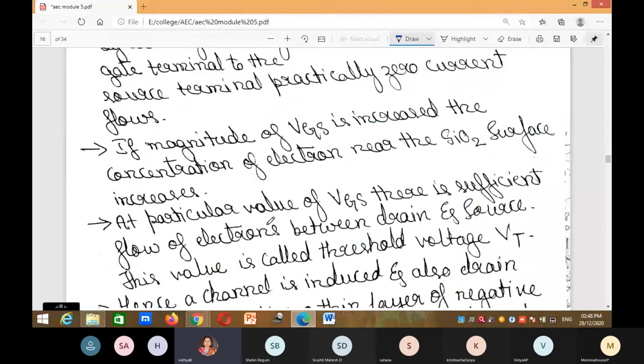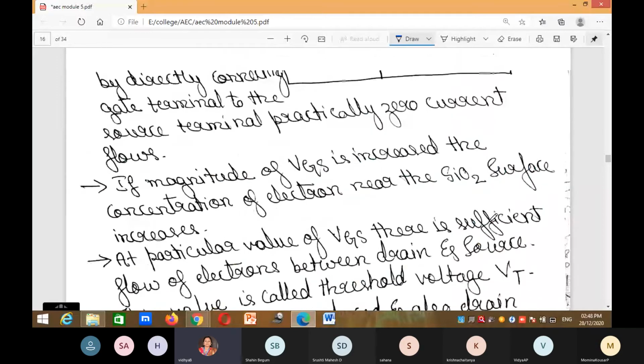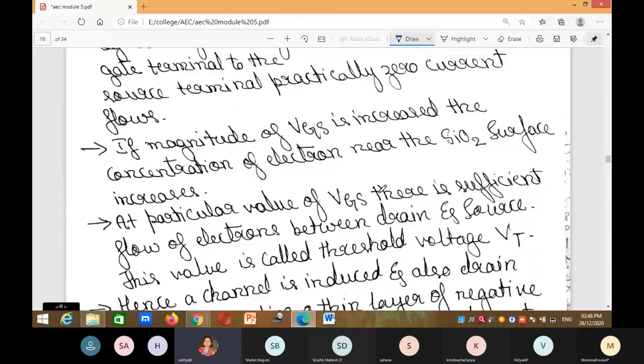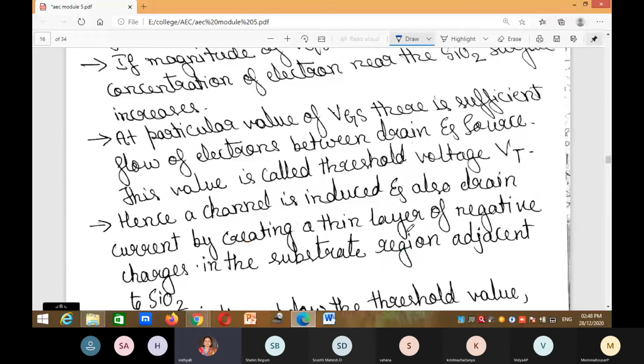At a particular value of VGS, there is a sufficient flow of electrons between drain and source. What do you mean by threshold voltage? At a particular value of VGS, there is a sufficient flow of electrons between drain and source. This value is called the threshold voltage, that is VT.